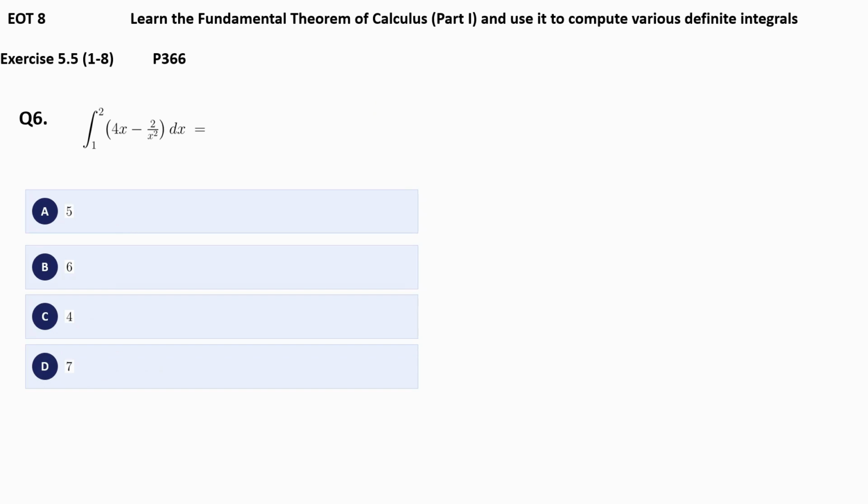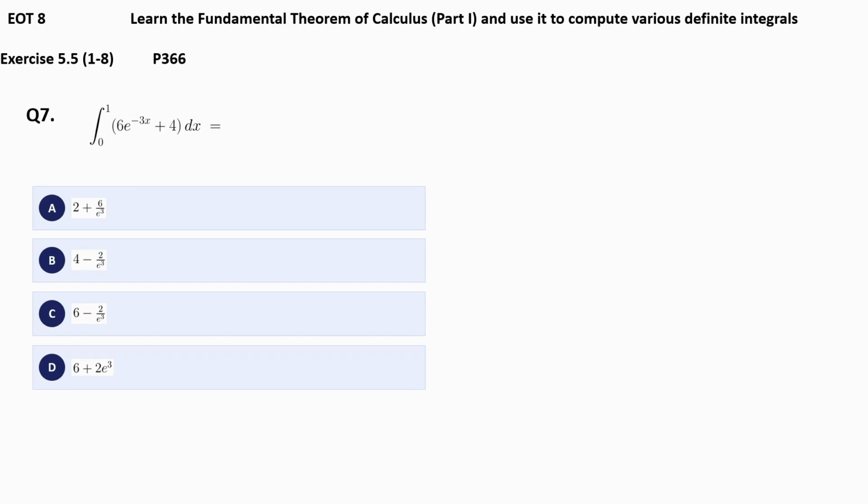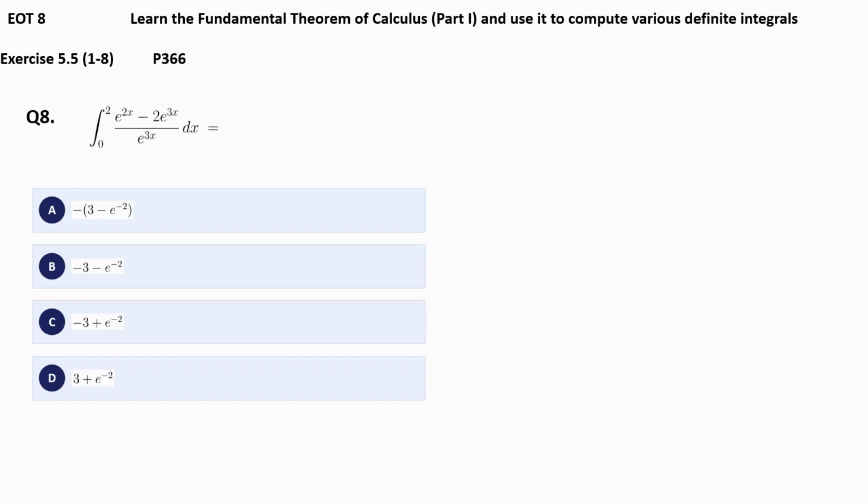Now, question number 6 will be 5. Then comes 5.9. So you can enter each option in the calculator just like that, 2 + 6 / e⁻³, like that. When you enter, you will come across your option C as the right answer. Then the decimal value is -3.135, which matches with option B.